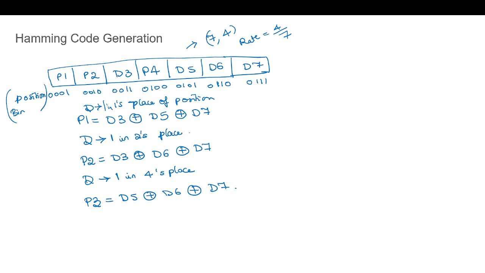Now let's take one more example, extending this to a bigger number. Let me consider 8 bits which are useful, so with the addition, a total of 12 bits. So this is the rate.